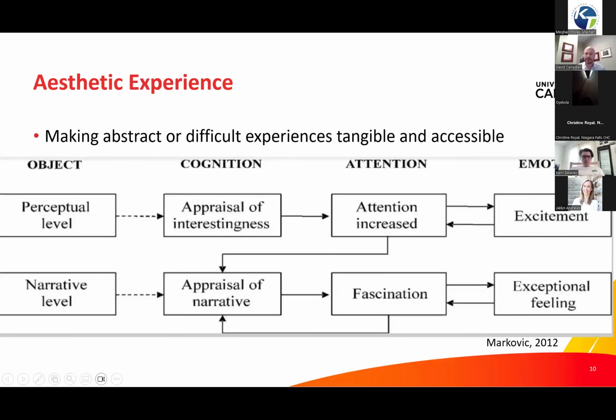Then there's this idea of the aesthetic experience. And this is actually something that I didn't realize until I was learning about this. It's something that's spoken of quite extensively in the arts community and in the academic arts world, where they're talking about how do we create experiences for people to engage with the aesthetic, with something that you can see or feel or hear, and have that create a lasting experience, something that is translated beyond a sensory experience into an emotional experience. And this really helps to make abstract or difficult experiences tangible and accessible.